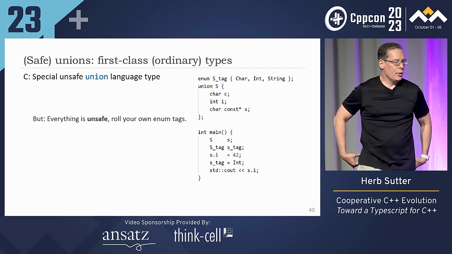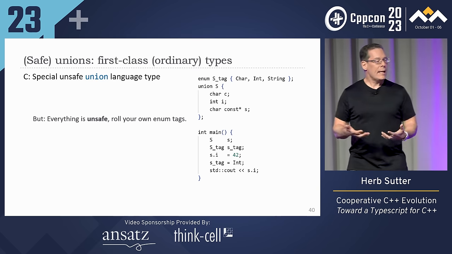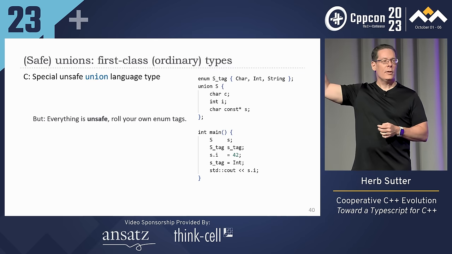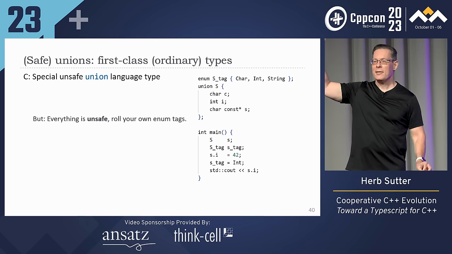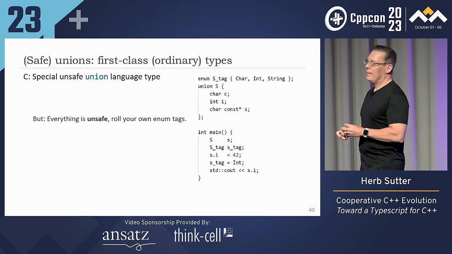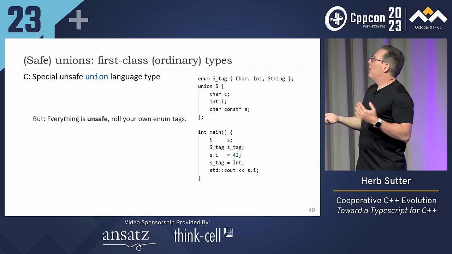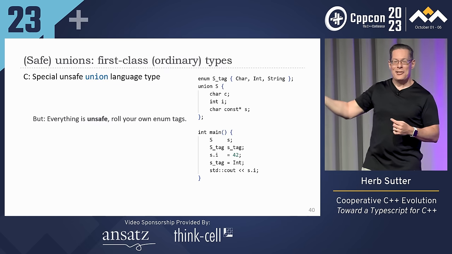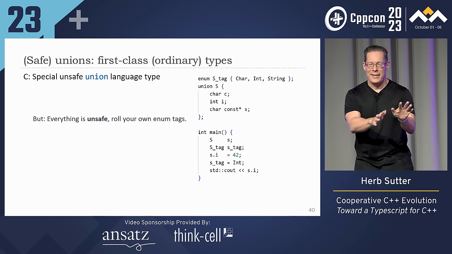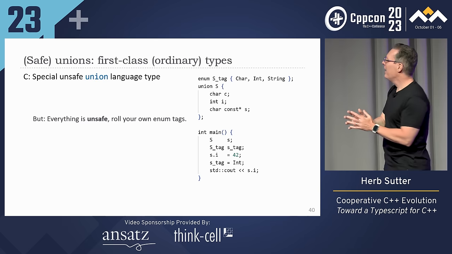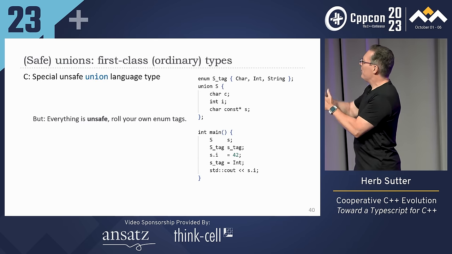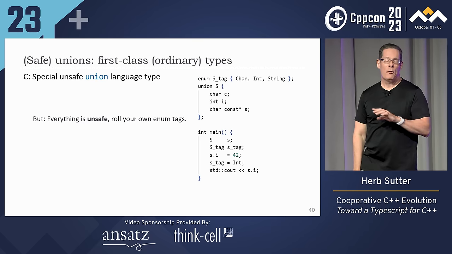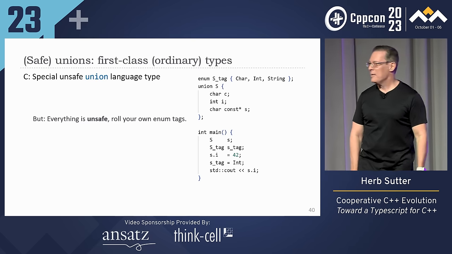And finally, let's talk about unions. C had a special unsafe union language type. How many of you have cursed unions? C unions? They're useful. Now, you almost never have a union without an enum nearby, right? Why? Because you need to track what the current member is. Please don't use an int, at least use an enum. Come on, give me this one. But everything's unsafe, so you have to roll your own tags, right? And of course, a programmer would never make mistakes with this.